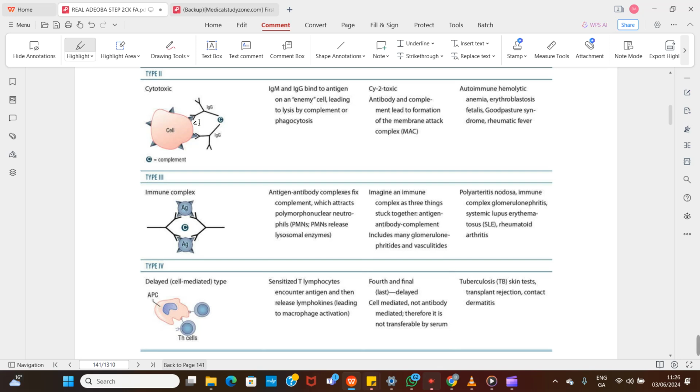So it mediates many glomerulonephritis and vasculitis. So think about glomerulonephritis, think about vasculitis. Talking about vasculitis, think about stuff like polyarteritis nodosa. It is a type 3 hypersensitivity reaction.